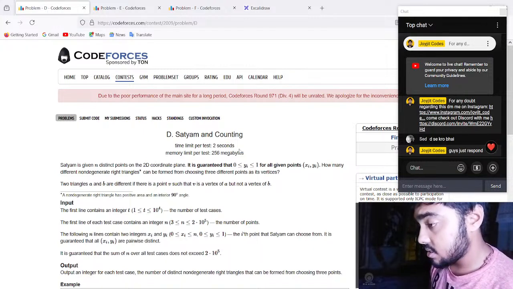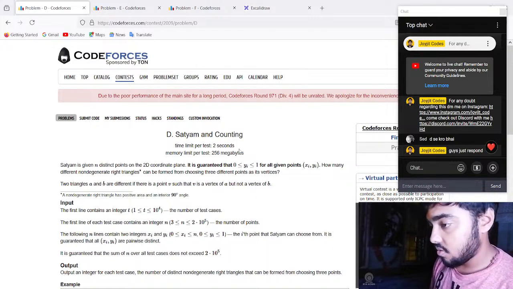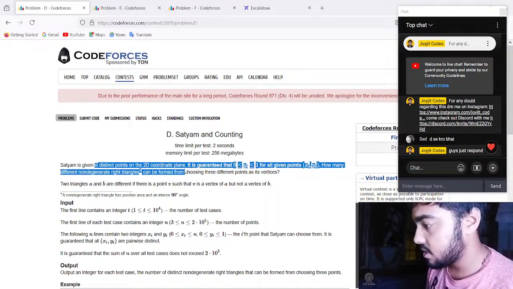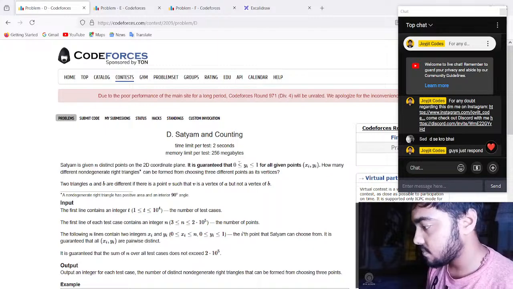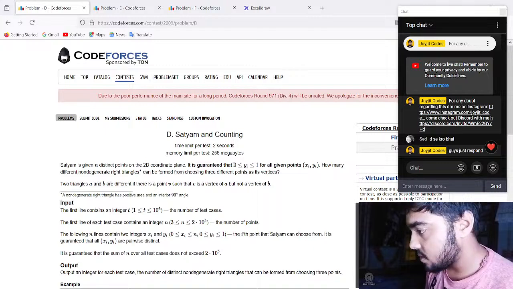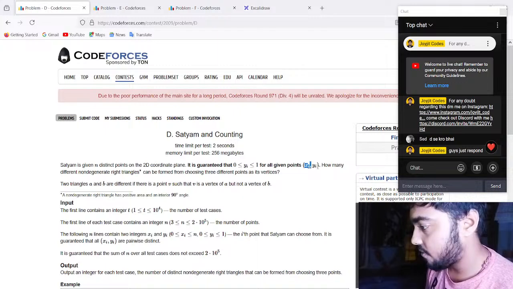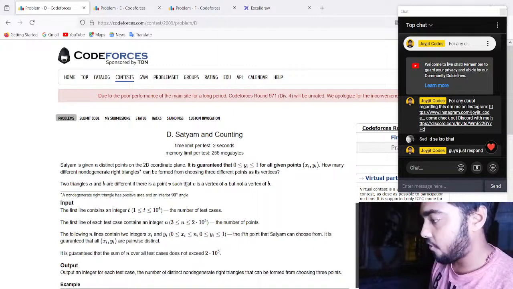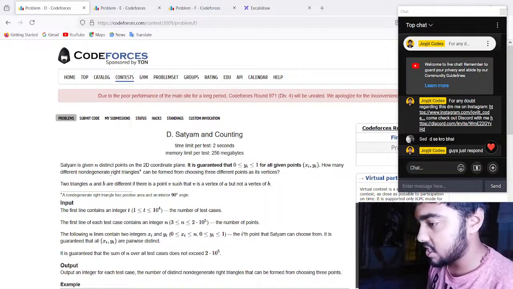So let's go with D. Satyam is given n distinct points on the 2D coordinate plane. It is guaranteed that for all the points xi, yi, the y is from 0 to 1. He wants to find how many different right triangles he can form. Whenever we talk about different, it means that any one of the 3 points is different. So that is non-degenerate, is what he basically means. So that's it.